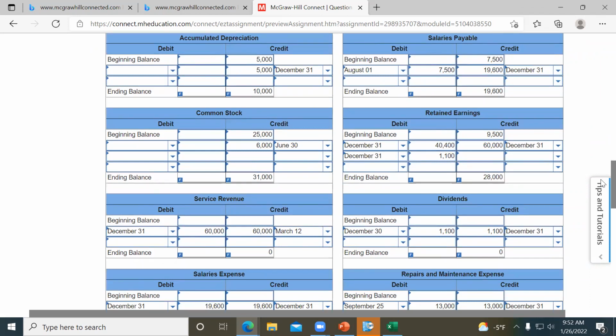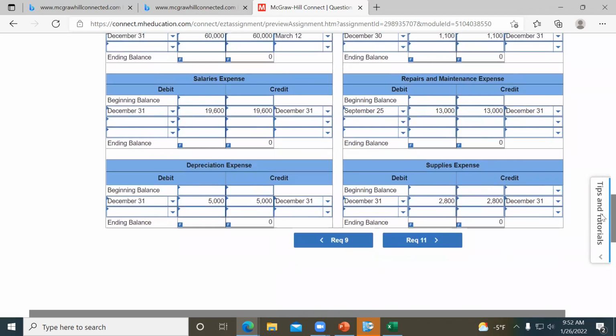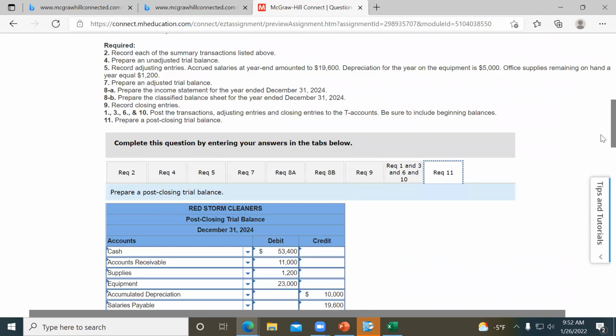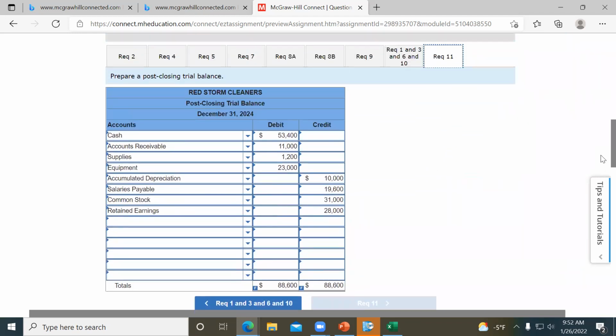Please use the Chapter 3 discussion to get help. If you get stuck on something, send me an email, show me what problem you're working on, where you're stuck, I can help you. And here's your post-closing trial balance.